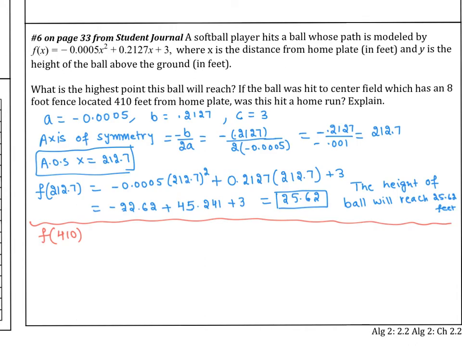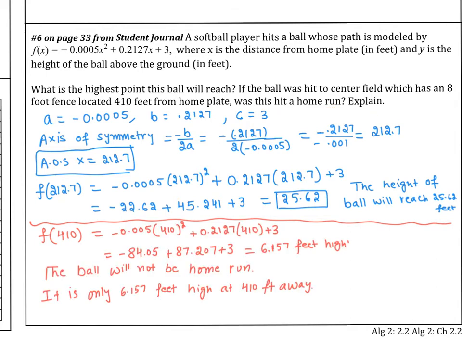For a different word problem, a softball player hits a ball whose path is modeled by the function f of x equals negative 0.0005x squared plus 0.2127x plus 3, where x is the distance from home plate in feet and y is the height of the ball above the ground in feet. What is the highest point this ball will reach? If the ball was hit to center field, which has an 8-foot fence located 410 feet from home plate, was this a home run?